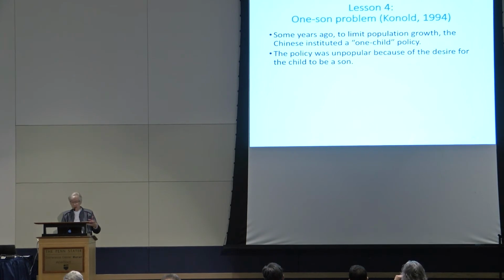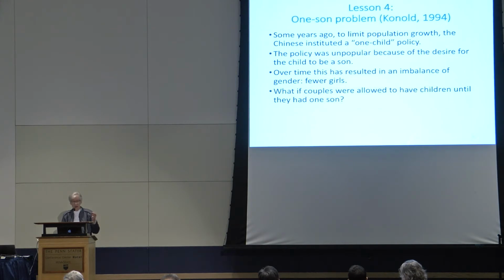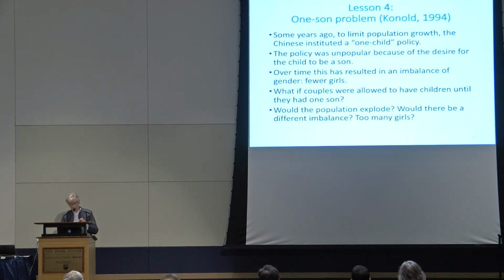Okay, and do you all know this Chinese story? They had a one-son policy, and it became unpopular, and it resulted in an imbalance of gender. There were fewer girls, lots of abortions, and the question is, what would happen if couples were allowed to have children until they had one son? Would the population explode? People thought, oh my golly, there'd be so many kids. China would have the worst problem. And would there be an imbalance? Would there be too many girls then?